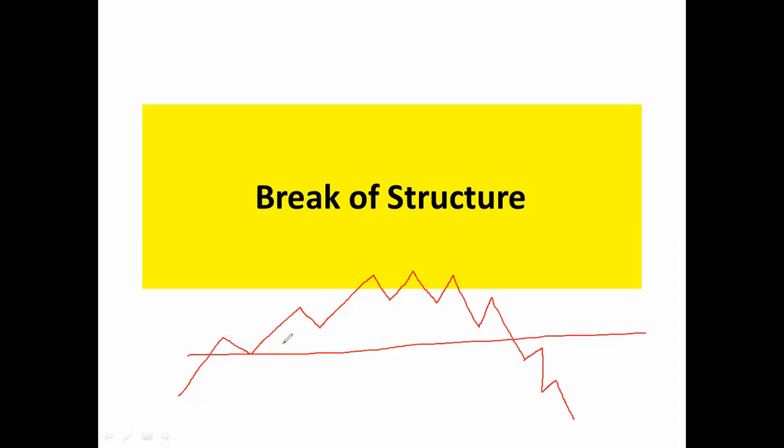So up to this point, we had a series of higher highs and higher lows. You had higher high, higher low, higher high, all up to this very point where everything changed. Instead of having a series of higher highs, we now started seeing what? Lower highs and lower lows. That means there is a break in structure.